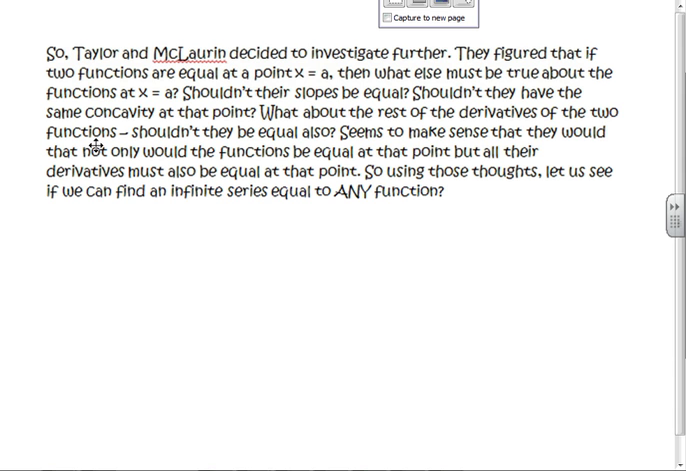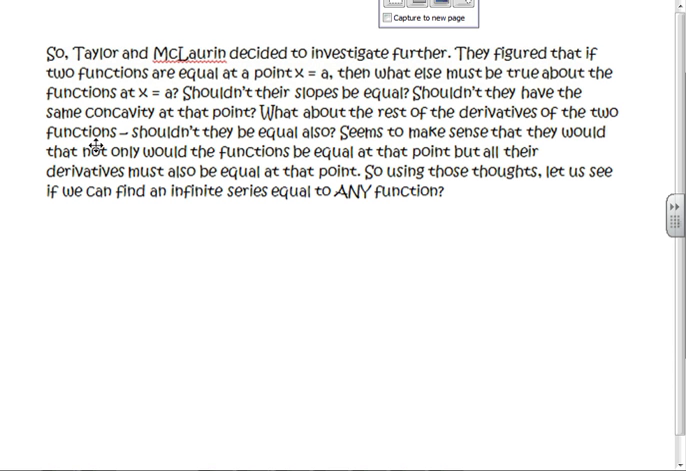Monday the 9th. Oh my God. Matt, I think it's time for you to change places. Okay, so Taylor and Maclaurin, yes, they decide they want to investigate further. Guys? Justin? No. Okay.